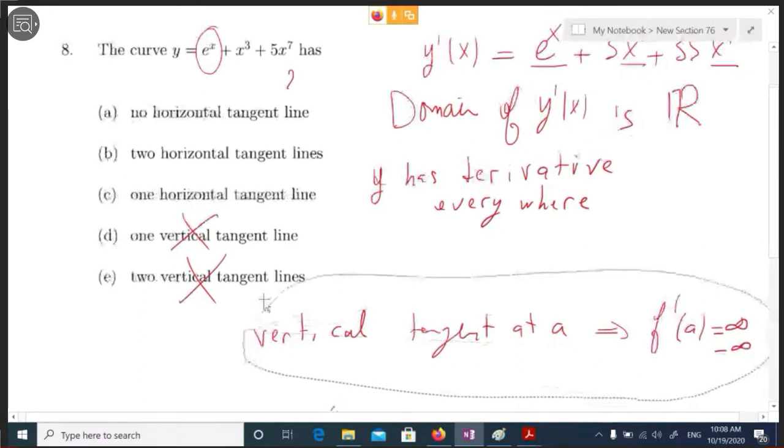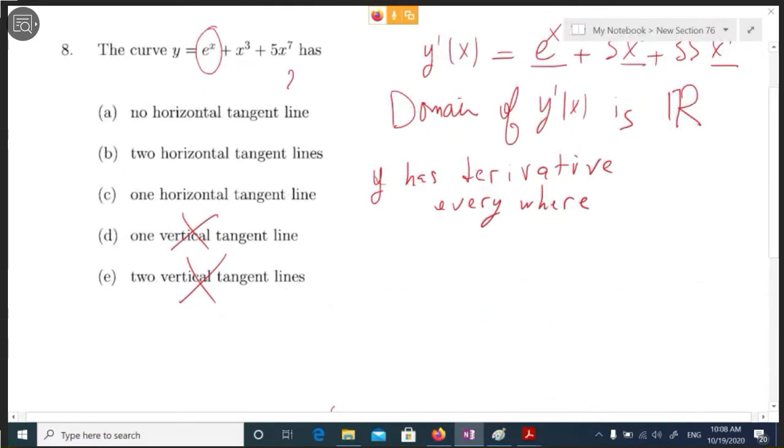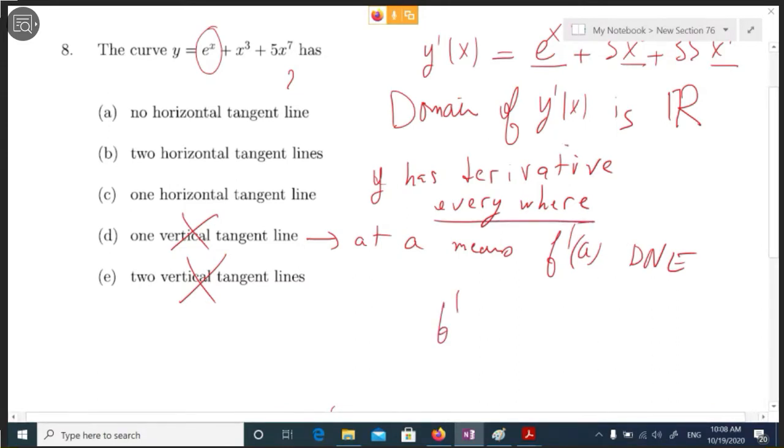If you have a vertical tangent at A, it means f prime of A does not exist because it is infinity or minus infinity or something like that, or maybe it is infinity from one side and minus infinity from the other side. Okay, but here f prime exists everywhere. It has a derivative everywhere because the domain is R. I hope you understand this.